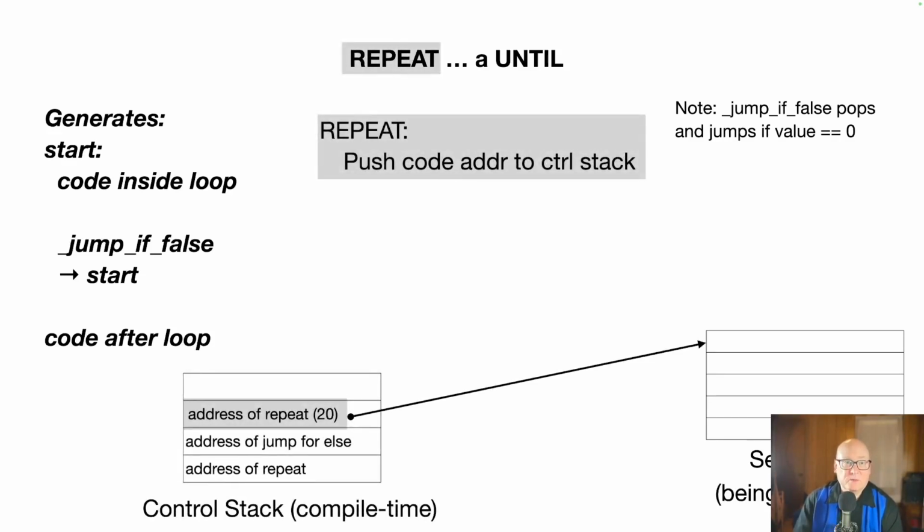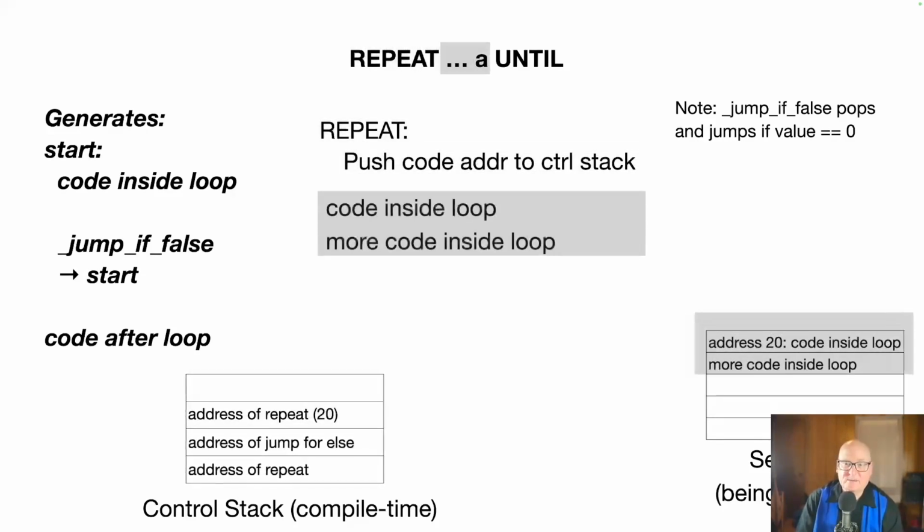In repeat, our goal is to push the code address to a control stack. The control stack is a compile-time stack, and it has all the nested control structures going. I've assumed we had a couple in place, and we're doing a new repeat. This repeat, the secondary on the right there, is at address 20, which is not a realistic address, but it's handy enough for us. So the next address to write is 20. We're going to push that address on the stack because we need it later at the bottom, at the until. So we've got to have it available.